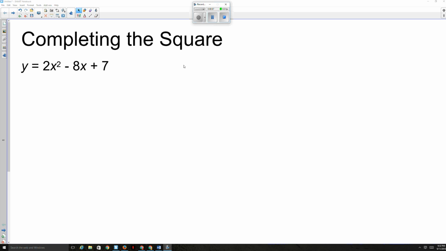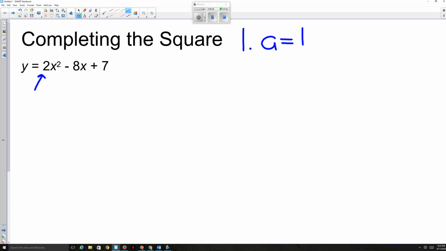Today we're going to talk about completing the square. This should be something I believe that you know how to do, something you've done in Algebra 2, but you may need a refresher. Okay, so in order to complete the square, the first thing we need is for your a value to equal 1. So right here, our a value equals 2.